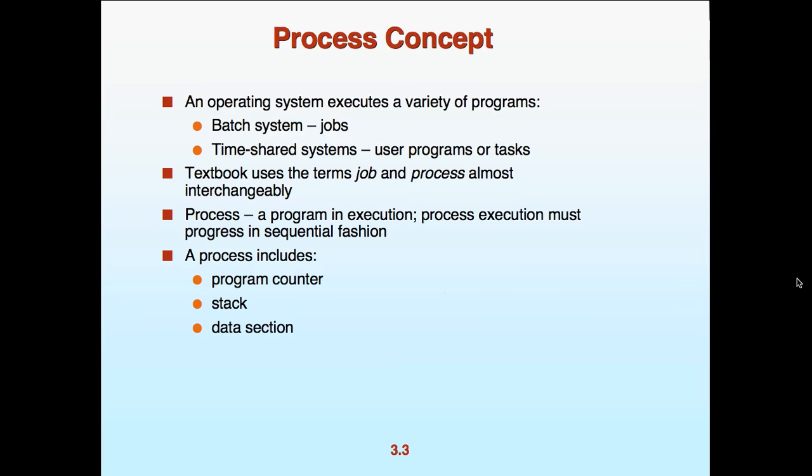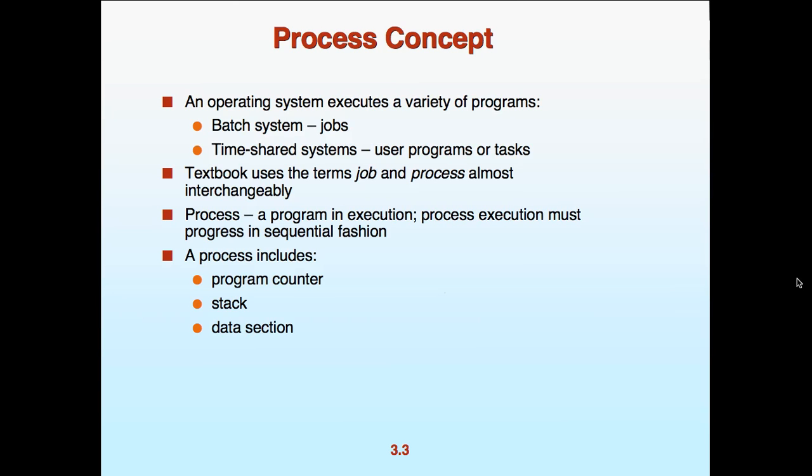So what's a process? A process is a running program, if you want to think of it that way. An operating system executes a variety of different types of programs. We have systems programs, we have batch jobs, or batch types of processing. Time-shared systems use user tasks, or they have other tasks that are performed, so that the system itself is shared. The textbook uses the terms jobs and processes interchangeably. So a job is a process, and vice versa.